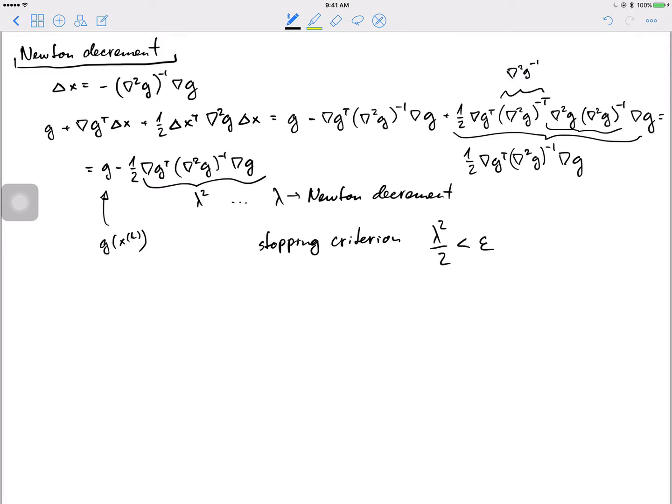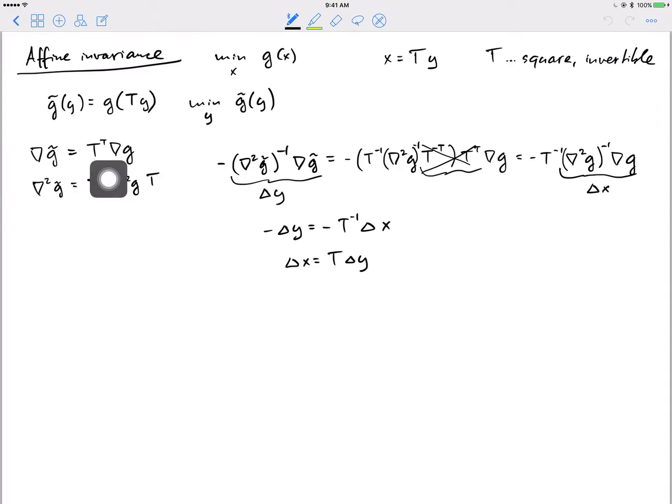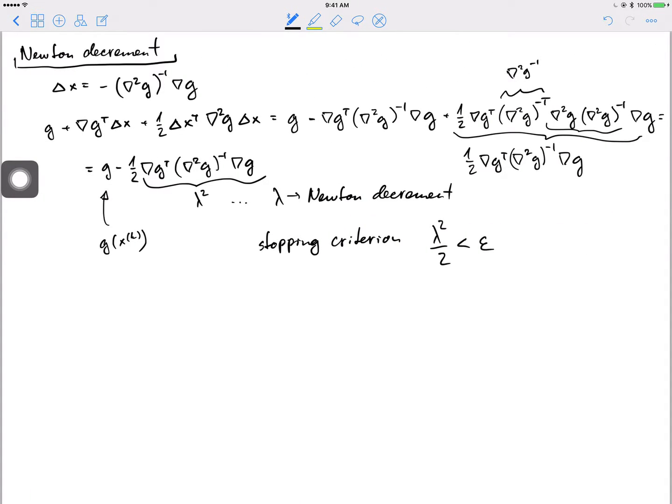There is a theoretical motivation behind the stopping criterion too, and that is, again, affine invariance, because it turns out that if you do, again, just a change of coordinates like we did here, the Newton decrement doesn't change at all. Okay, the Newton decrement is also affine invariant. And that's important for the convergence analysis of Newton's method, to be able to prove some theoretical properties of it. But it's also a practical stopping criterion.